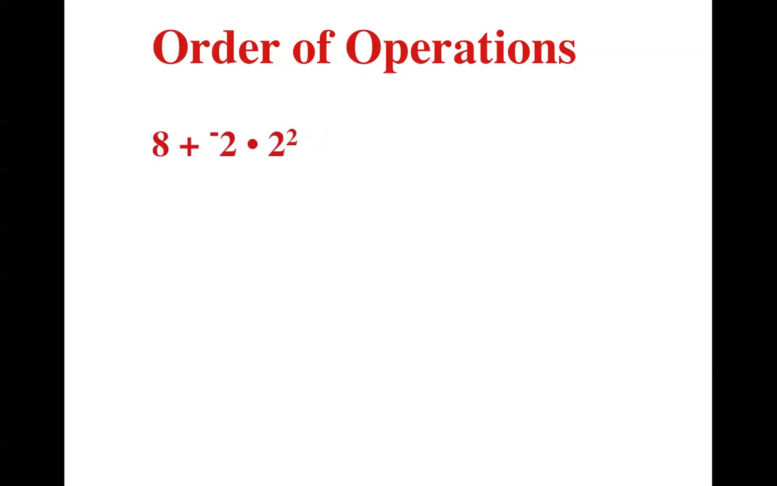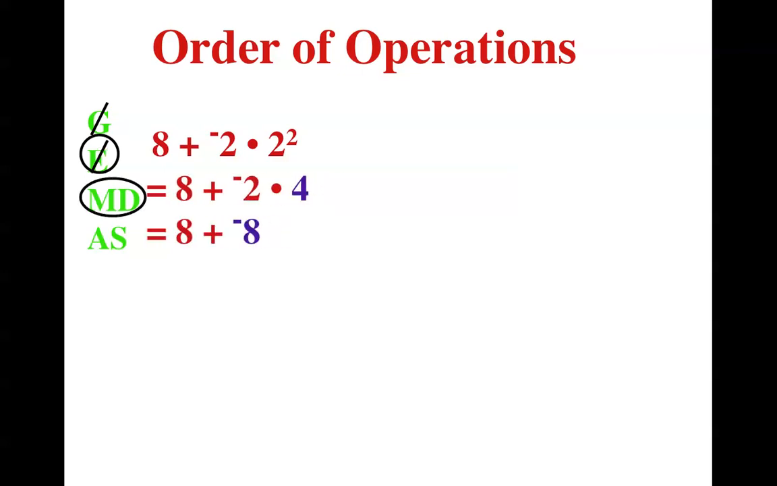When you get a problem like this, in order to solve it the right way, you just work your way through the steps. Order of operations. First thing you do is you look for grouping symbols. There are no grouping symbols, so we're done with the grouping symbol, or G. The next thing we look for is exponents, and since we notice we have an exponent, we do that one first. We multiply and divide next, and then we add and subtract.